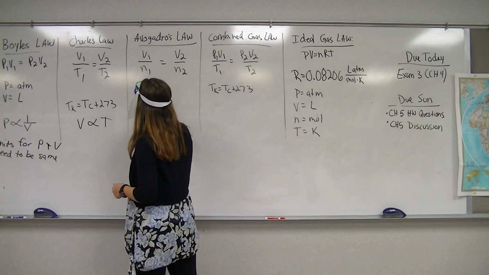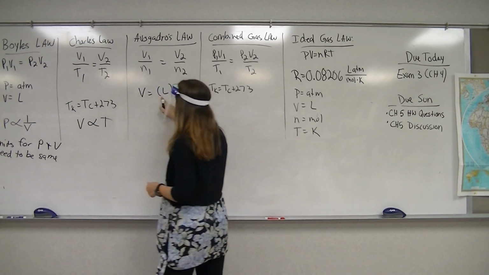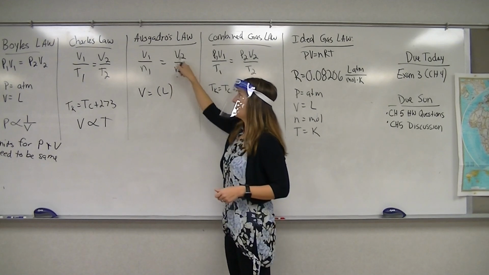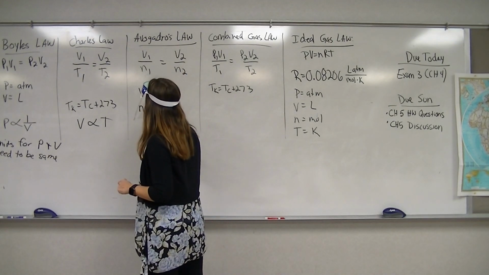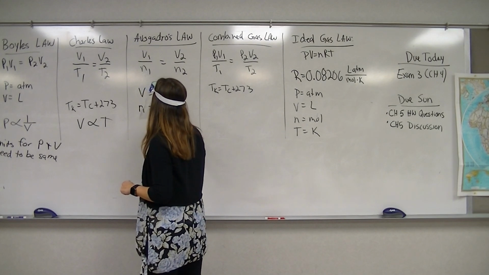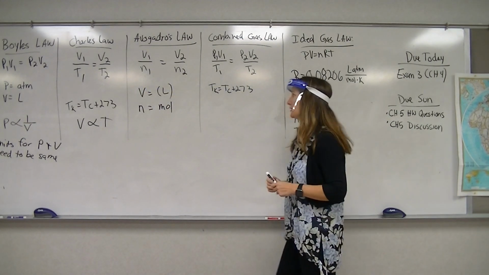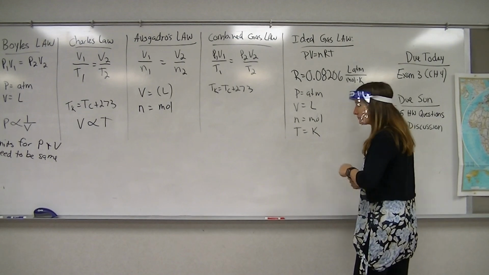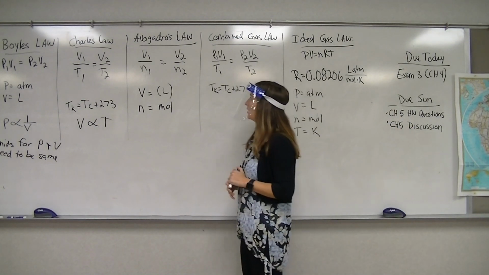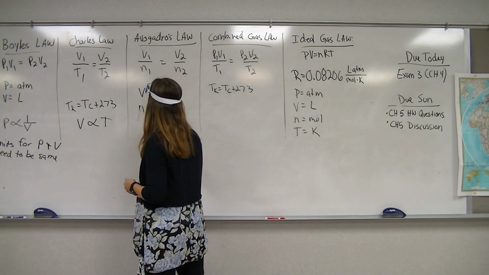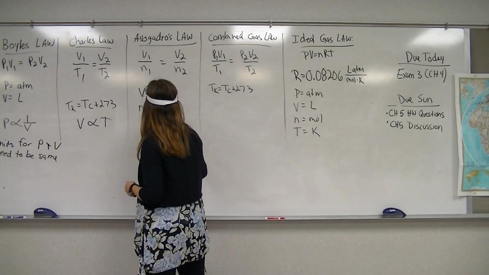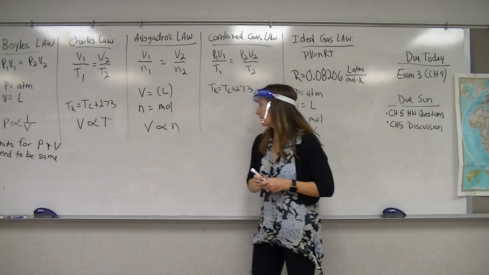So we have volume, which is usually measured in liters, but as long as it's the same on both sides, you don't need to convert to liters. And then the n value, that's moles. And that's always going to be in moles. It's not going to be in any other units. So this is the same, and by the same I mean volume and the amount of moles are proportional.